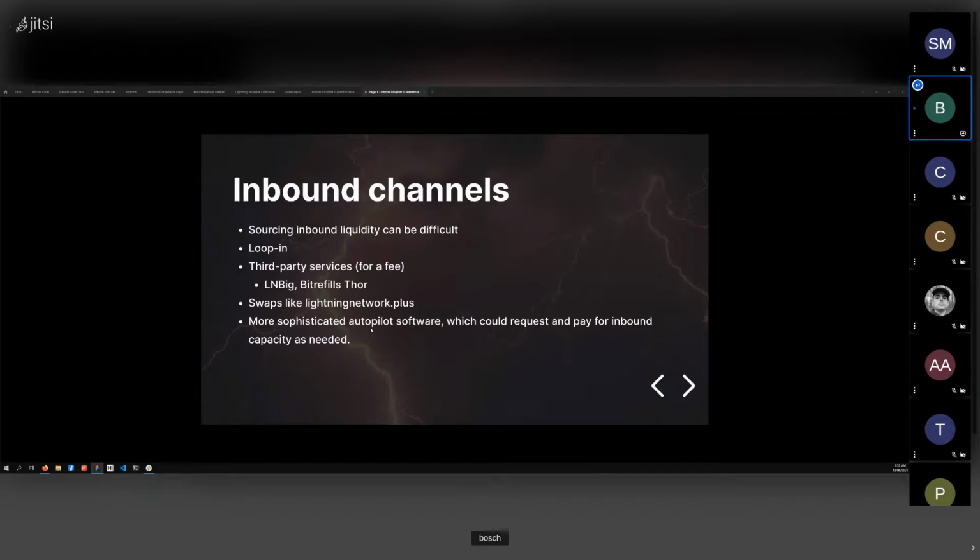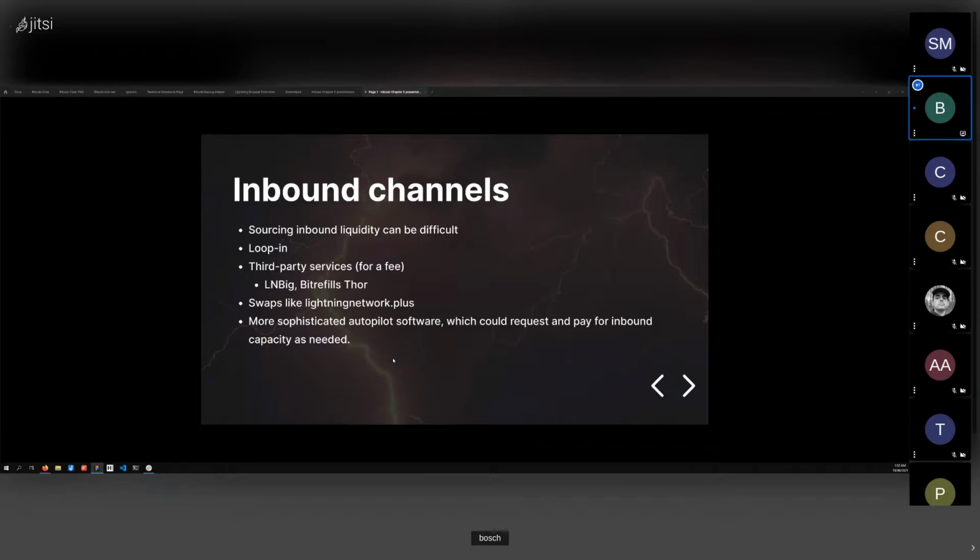A comment that was made in the book that I thought was interesting was that more sophisticated autopilot software is likely to become a thing in the future. So you could have requests for paying for inbound capacity as an automated thing, and set how much you want to pay for automated inbound capacity in, say, your LN config file.